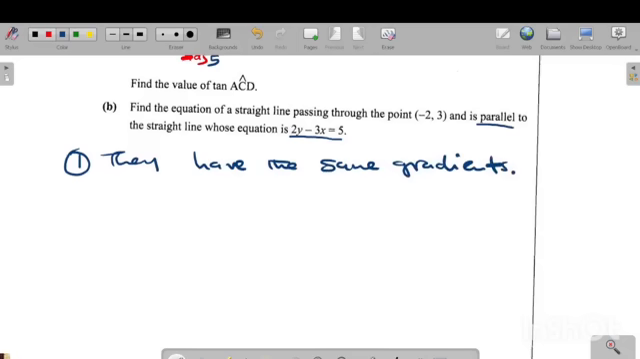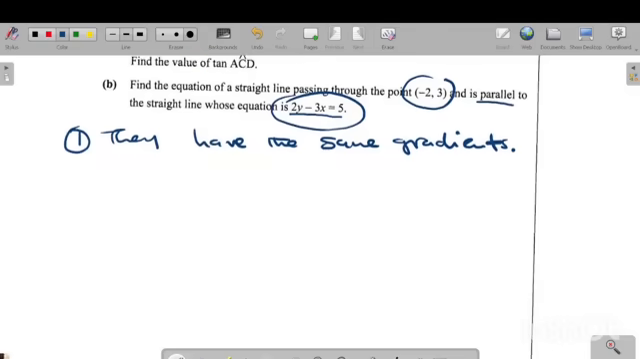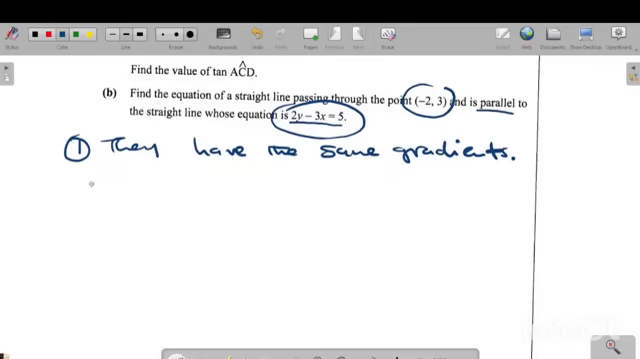All right, so now you've been given this point and an equation. So we want to find the equation of the straight line that is passing through this point and is parallel to the straight line whose equation is that. So first of all, let's rewrite. Secondly, you need to rewrite this given equation. So we have 2y minus 3x is equal to 5.